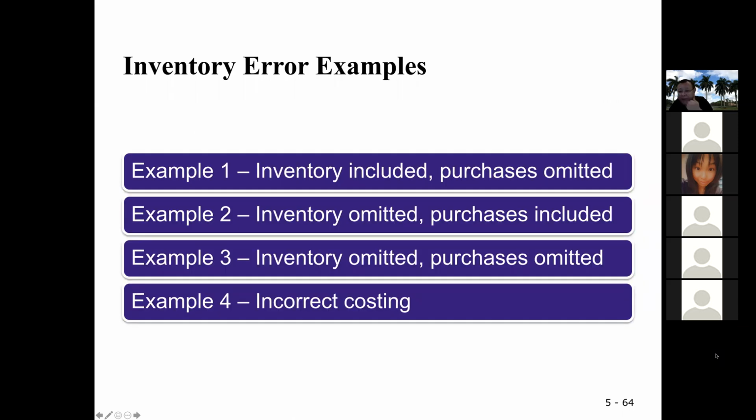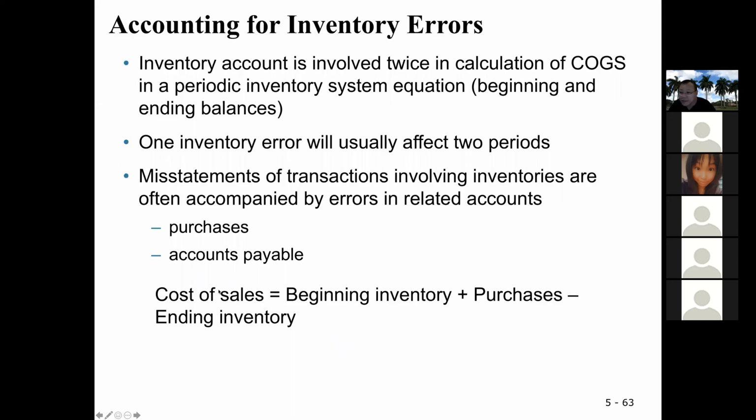Let's take some examples. The first one is inventory included, purchase omitted. So in this case the inventory is included. You remember you do a physical inventory count, so you pick that up in the ending inventory. But the purchase is omitted. That means your purchase is understated, and your inventory level is okay. You didn't do anything wrong with the inventory that has been included.